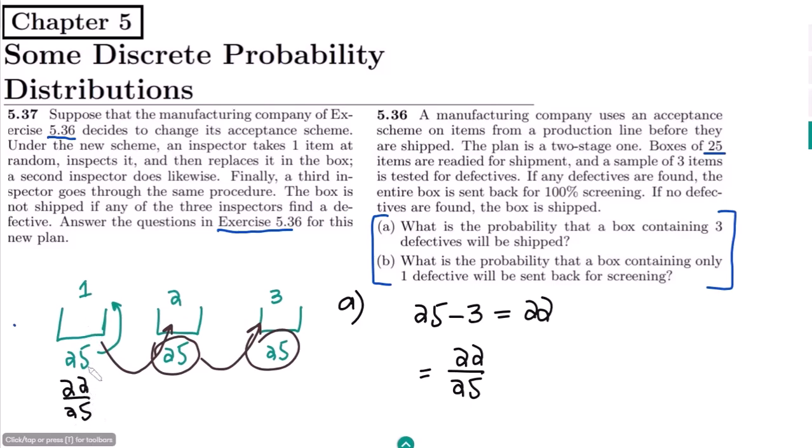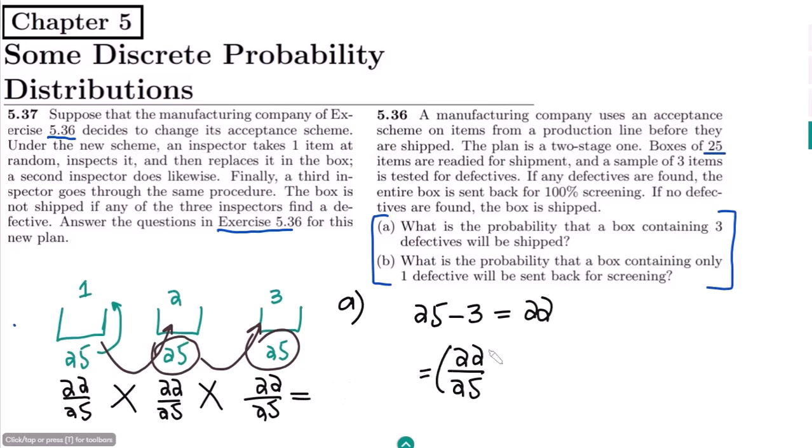So the probability here would be 22 by 25. This is the probability of acceptance. Similarly, when the item is put back, the same probability is followed at each step, because this is sampling with replacement. I hope you have got it. Now, to combine them, each inspector is doing the sampling with replacement and independently, so I have to multiply them together.